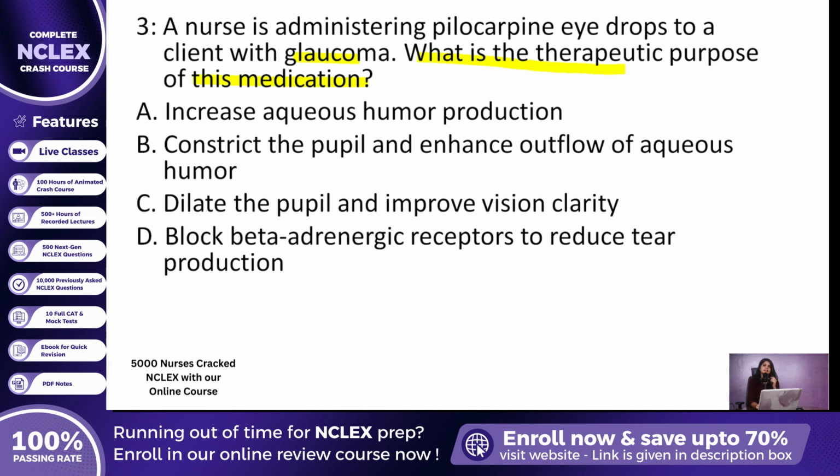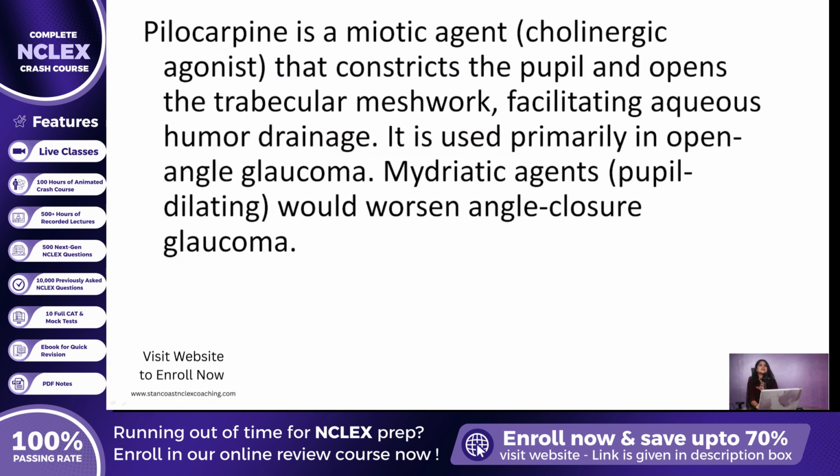The correct answer is B. Constrict the pupil and enhance outflow of aqueous humor. Here's why. Pilocarpine is a cholinergic agonist that works by constricting the pupil, miosis, which opens the trabecular meshwork and promotes drainage of aqueous humor, a key treatment mechanism for open-angle glaucoma. It doesn't increase fluid production or dilate the pupil. In fact, dilation can worsen angle closure glaucoma.